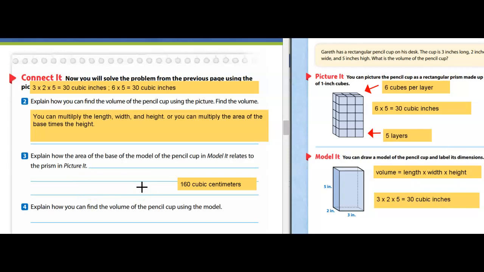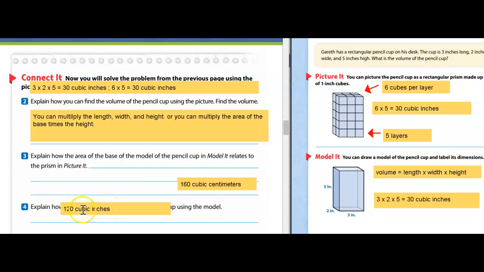Question 8 says, how much space is taken up by a book that is 12 inches long, 10 inches wide, and 1 inch tall? Press pause and work this out on your own. All right, your answer should be 120 cubic inches. Why? We multiplied our length, which is 12 inches, times our width, 10 inches, times 1, which is our height. So 12 times 10 is 120. Multiplied by 1 is 120.